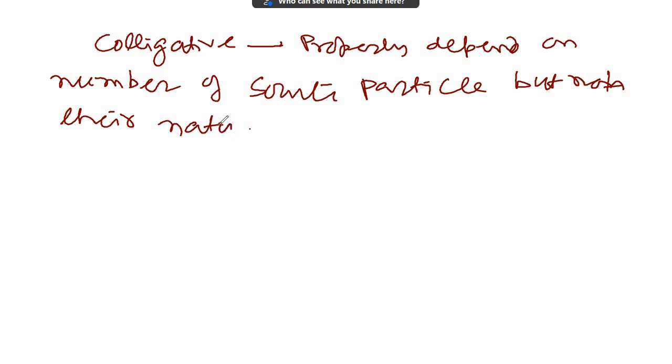As it is a crash course class, taking into mind all kinds of questions which might come at the competitive level, I'll discuss all of this now. The following properties come under colligative properties.